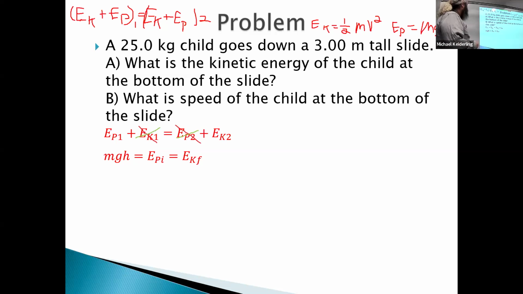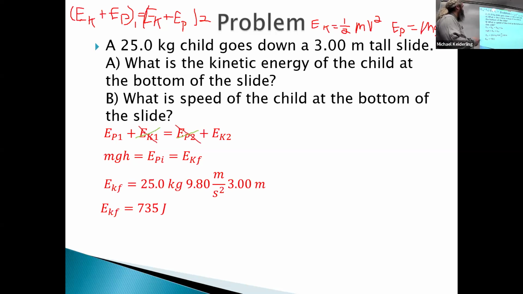So mgh is your initial potential energy, which is also going to be your final kinetic energy. So 25 kilograms times 9.8 meters per second squared times 3 meters, or 735 joules. That's the answer to part A.